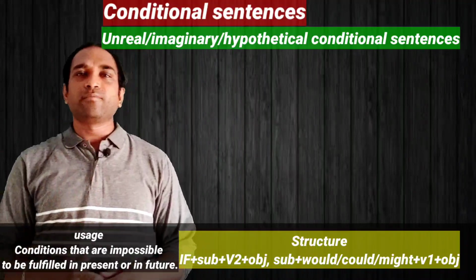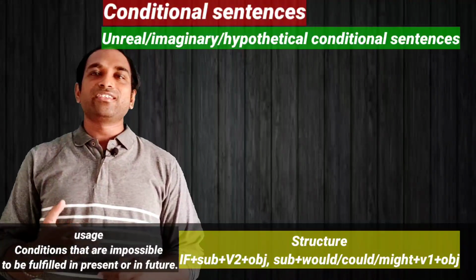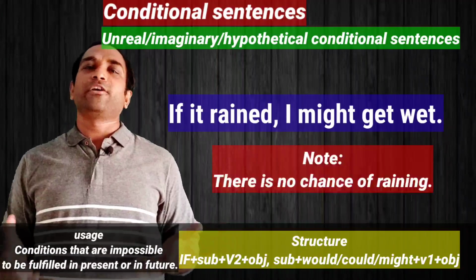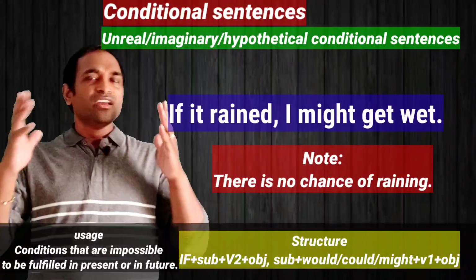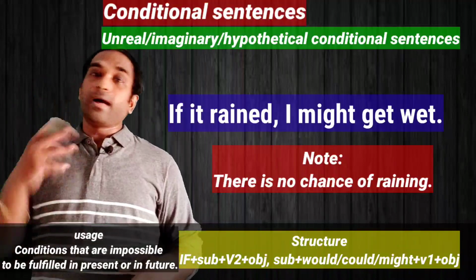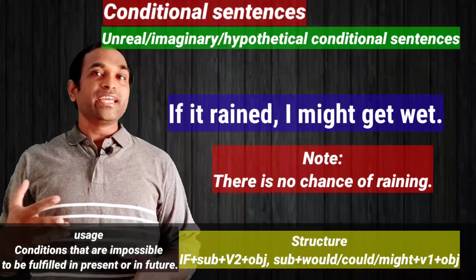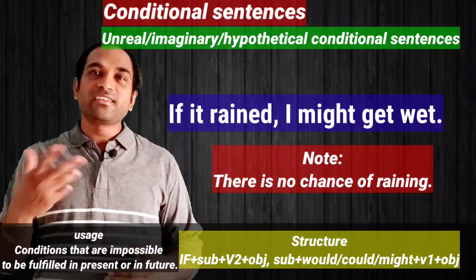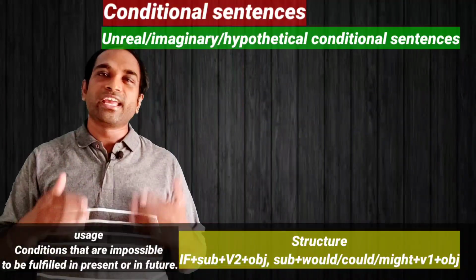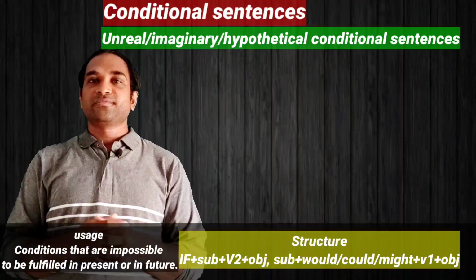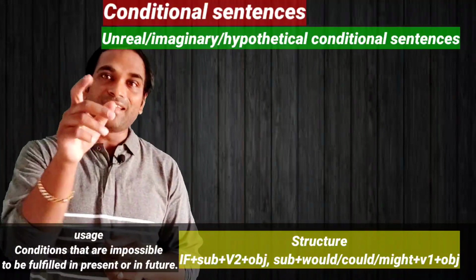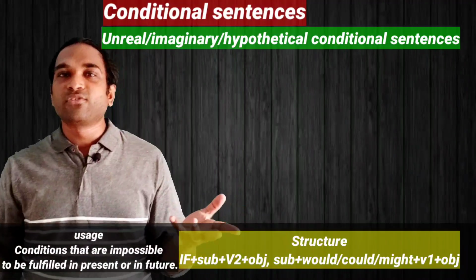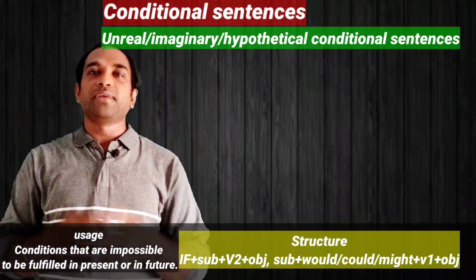And let's see these examples also. If it rained, I might get wet. There is no chance of raining at all. It is quite sunny outside, but you say if it rained, I might get wet. There is a possibility of getting wet if it rained. The condition is, only if it rained, then I get wet. There is no chance of raining at all, and so I used imaginary condition.